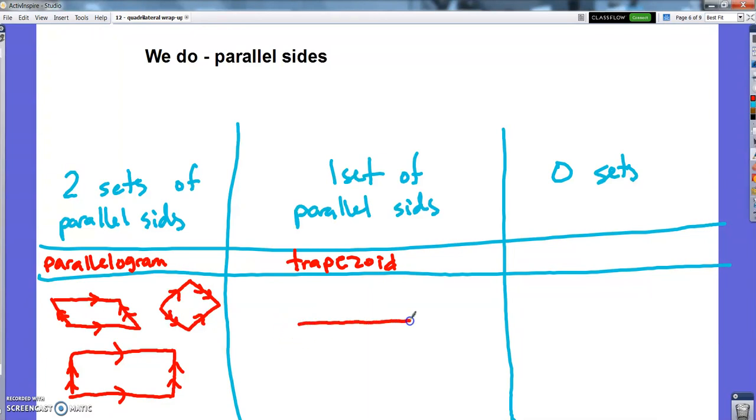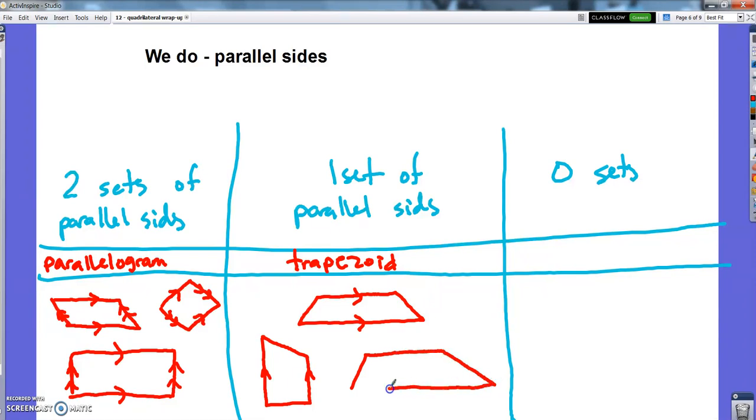So they can look like this. 1 set parallel. They often look maybe like this. That side is parallel to that side. Sometimes they look quite irregular. That's okay too. Also a trapezoid, anywhere where there's 1 set of parallel sides.